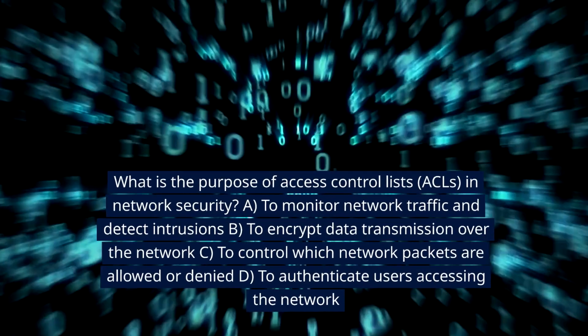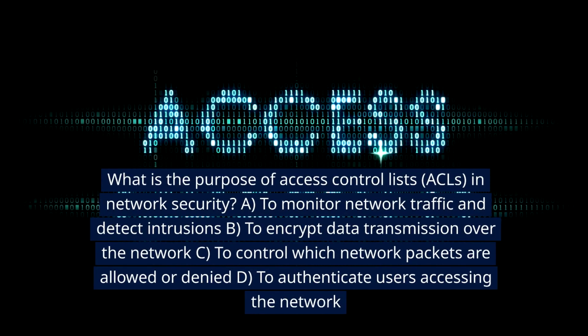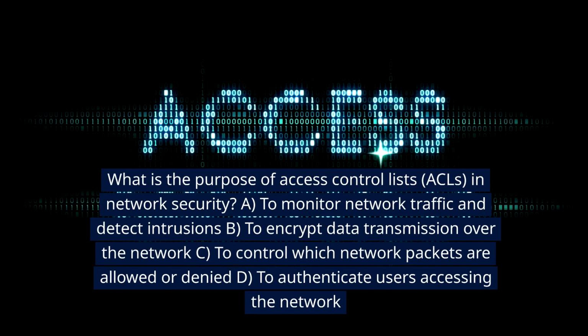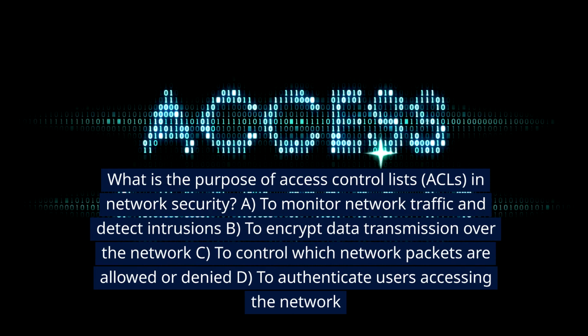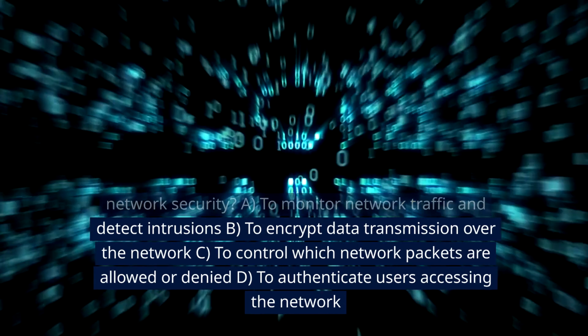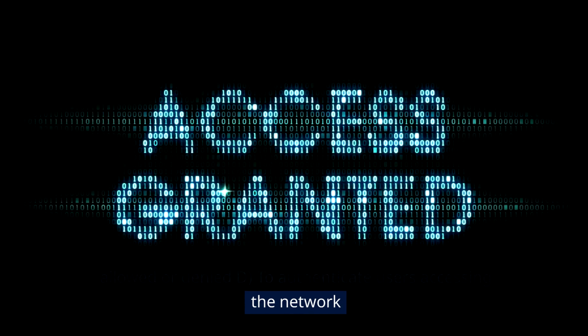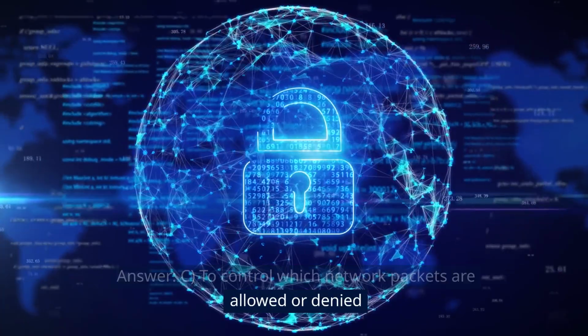Authorization. What is the purpose of access control lists, ACLs, in network security? A. To monitor network traffic and detect intrusions. B. To encrypt data transmission over the network. C. To control which network packets are allowed or denied. D. To authenticate users accessing the network. Answer: C. To control which network packets are allowed or denied.